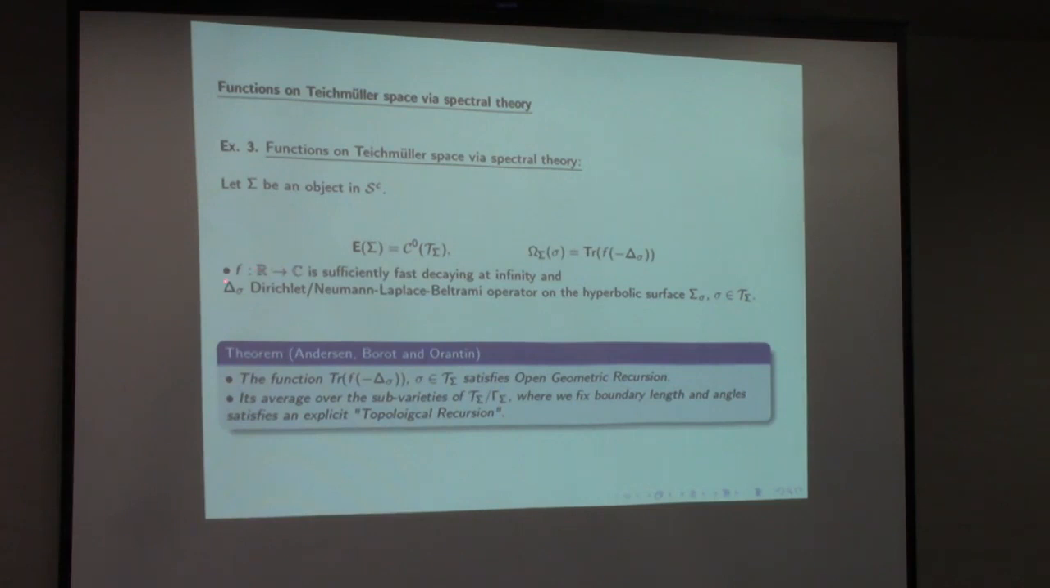And so the theorem is that when you look at this guy here, and f is sufficiently fast decaying, you take either Dirichlet or Neumann boundaries, then this function, the spectral guy here, will satisfy open geometric recursion. And when you average over the subvarieties of the quotient by the mapping class group, where you fix the boundary lengths and angles, then this will satisfy some explicit topological-recursion-like recursion. But now you do not have pairs of pants, but you of course have triangles and surfaces topologically. Okay. So this is a completely explicit recursion.